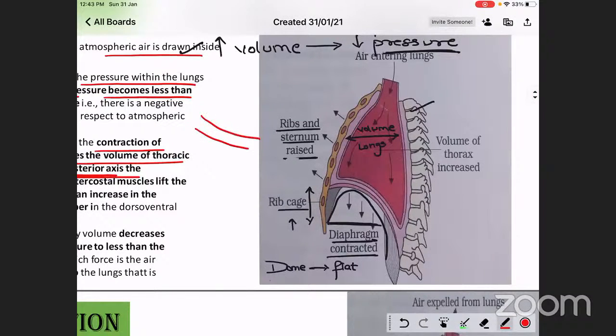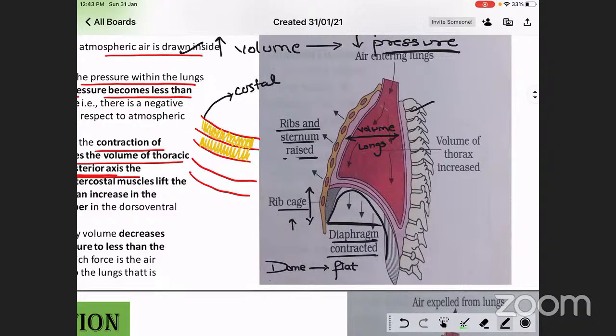Other than the diaphragm, as I think I have already told you, if these are the ribs, like these ribs are arranged in our body, there is the presence of muscles between these ribs like this. And the term which we use to represent the ribs is costal.